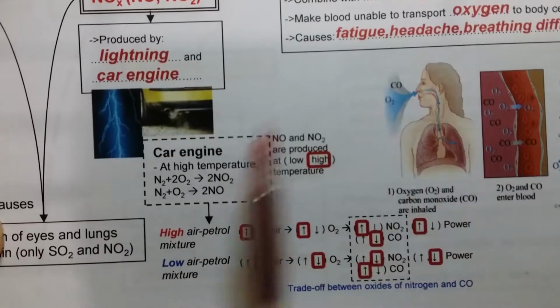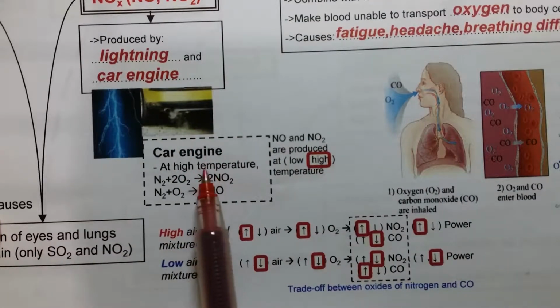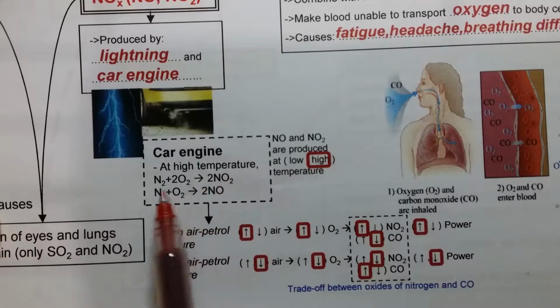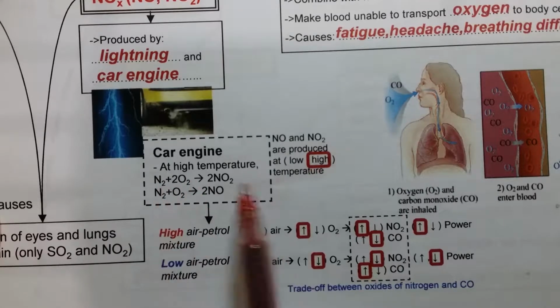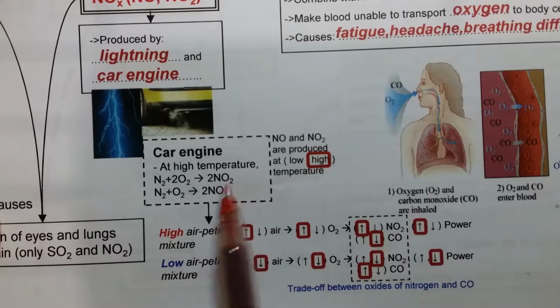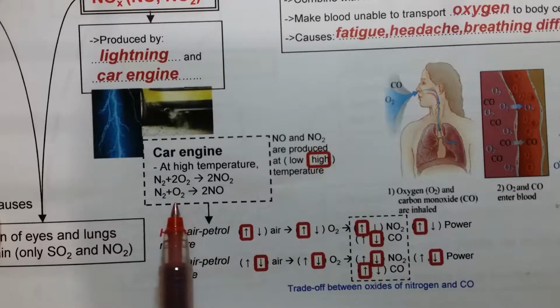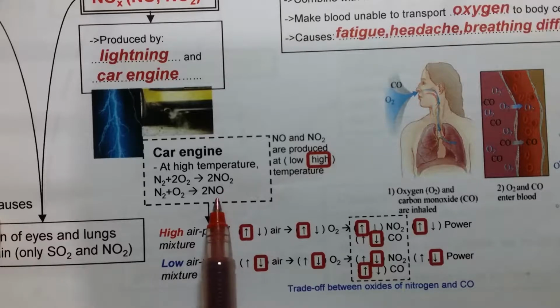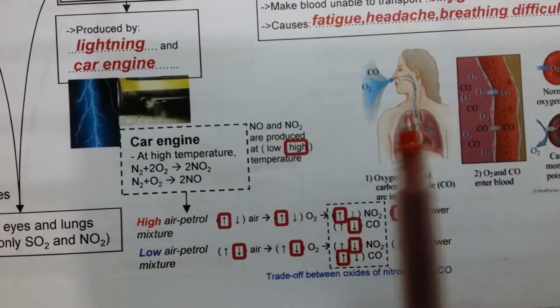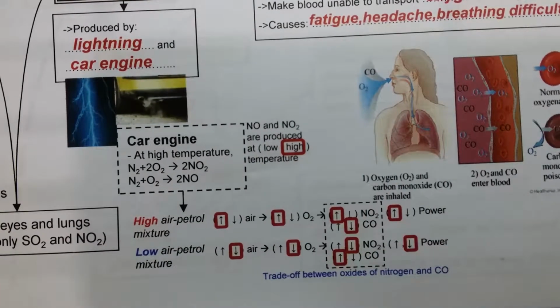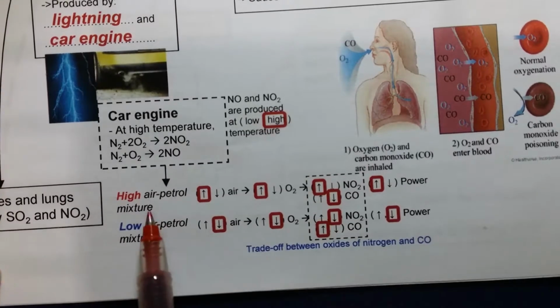Now let's look at the car engine. What happened at the car engine? Now at very, very high temperature, as in the car engine, the nitrogen in the air as well as the oxygen will combine, will react to form nitrogen dioxide. And sometimes the nitrogen and the oxygen will combine to form nitrogen monoxide. So nitrogen monoxide and nitrogen dioxide are formed in this way from the reaction between nitrogen and oxygen. So they are produced at very high temperature.